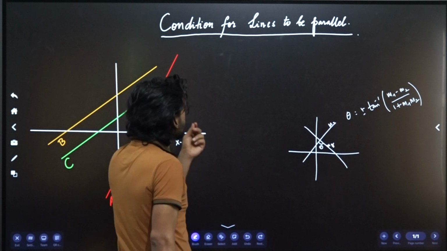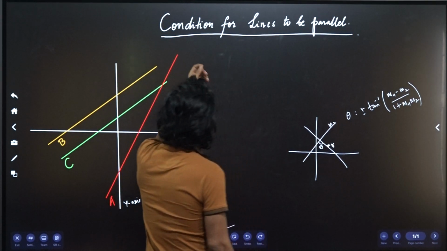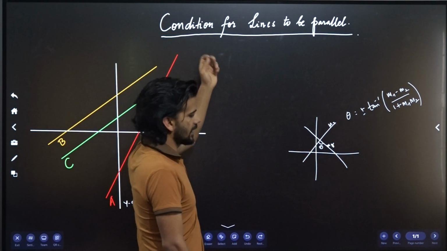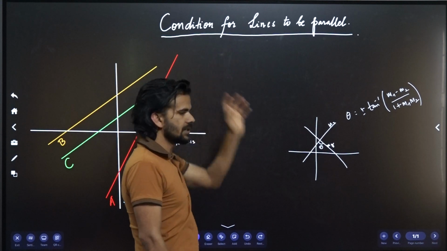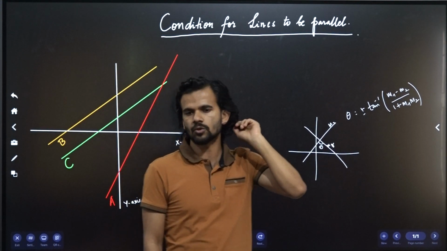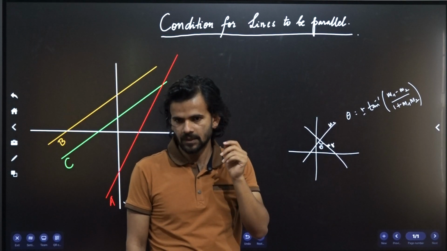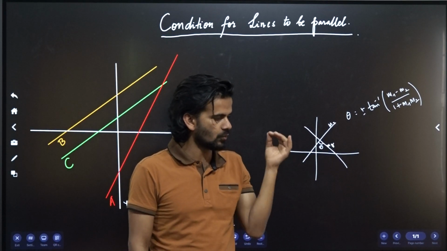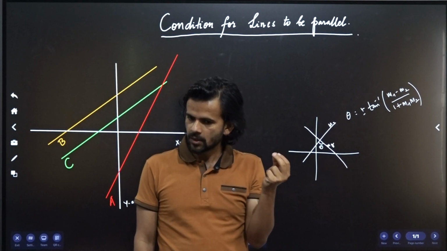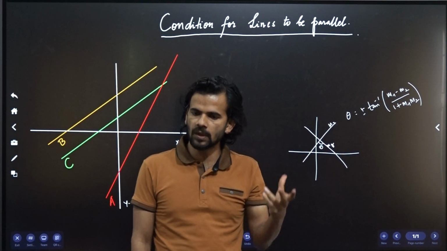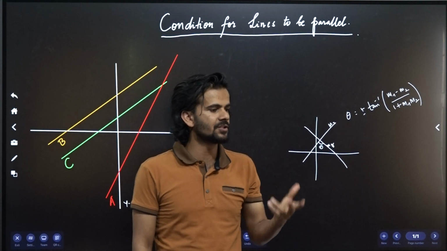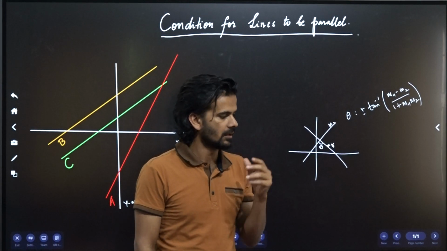Now, what I want to cover in this lesson is, what is the condition for two lines to be parallel? Mathematically, we know the equations of two lines. When are these two lines parallel?